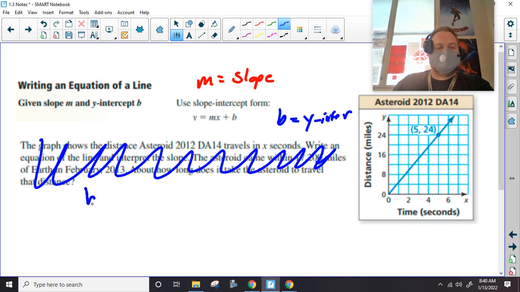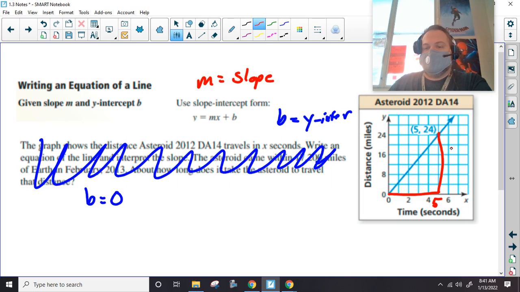What is our B for this one? Where does it touch on the y-axis? 0. Awesome. Okay. So that makes things a little bit easier. Now our slope. Couple of ways you could do this. You could actually do the slope formula, or you could think about it like this. I went over 5 and up 24. So our slope is 24 over 5.